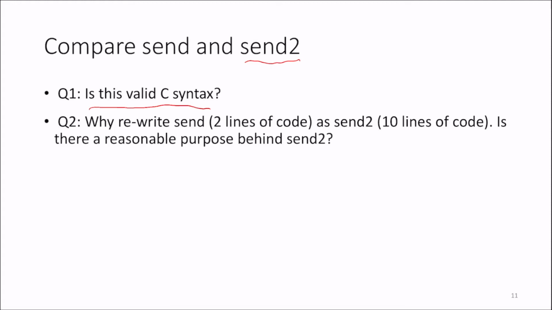The second question is, why would someone do this? Why would you take 2 lines of code and write it down as 10 lines of code? You can see there's something to do with loop unrolling, but why write it in this particular way? I want you to think about these 2 questions.